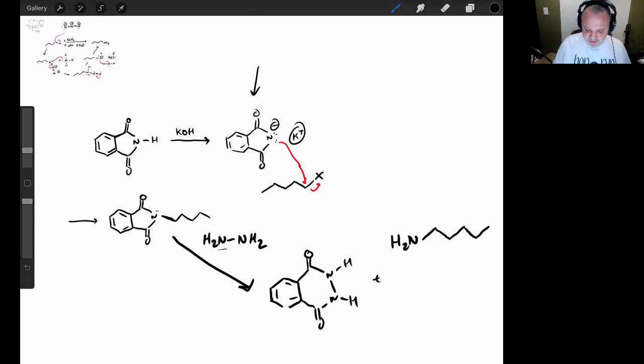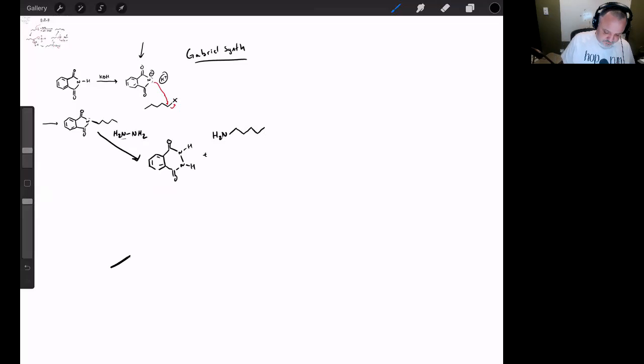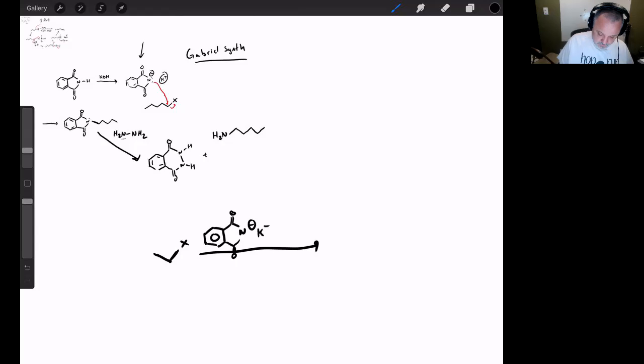And so this is called the Gabriel synthesis. And so when you see the Gabriel synthesis, this is another one of those situations where you might see it from the perspective of the alkyl halide. And the alkyl halide might be reacted with potassium phthalimide in one step, and then reacted with hydrazine in a second step.